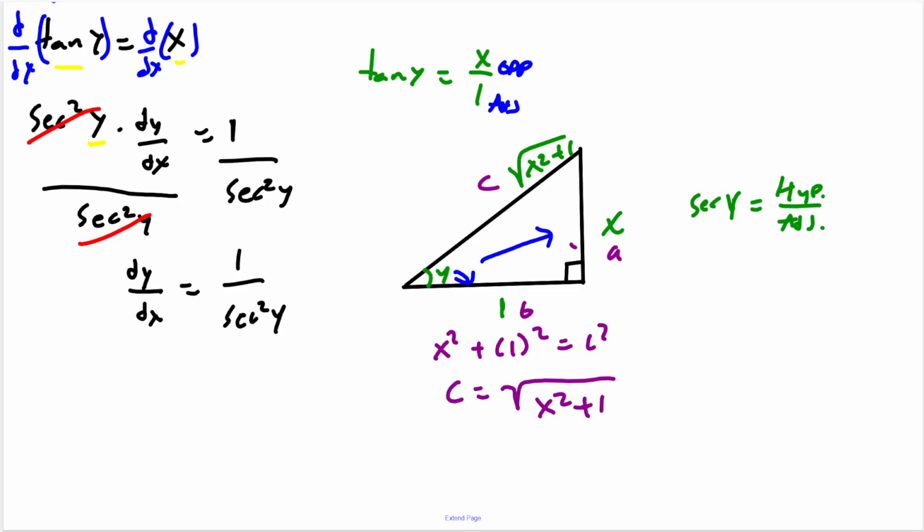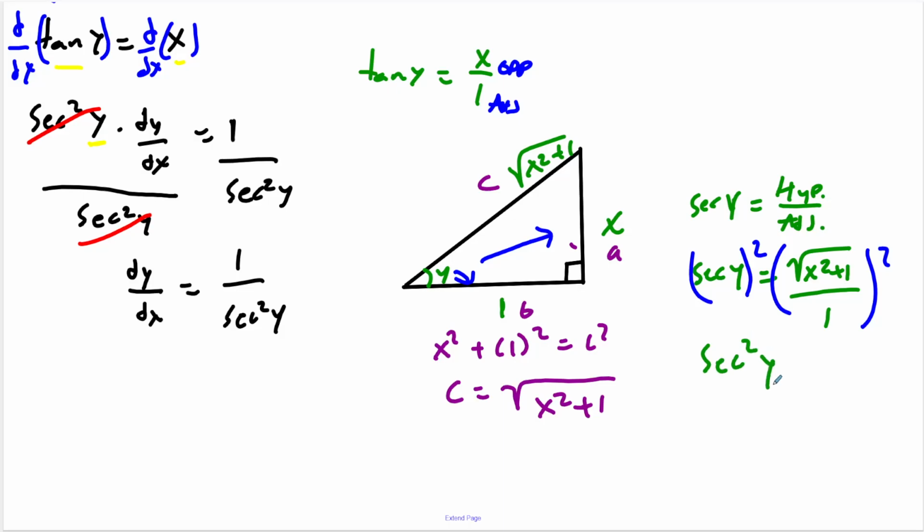So secant of y here will just be the square root of x squared plus 1 over the adjacent, which is 1. Now we're going to square both sides, because we want to find secant squared of y. So we get secant squared of y equals x squared plus 1 over 1 squared, which is just 1. Therefore, dy/dx equals 1 over x squared plus 1.